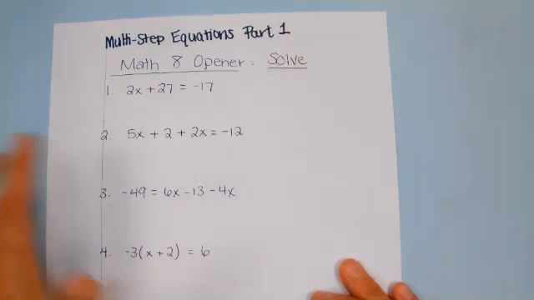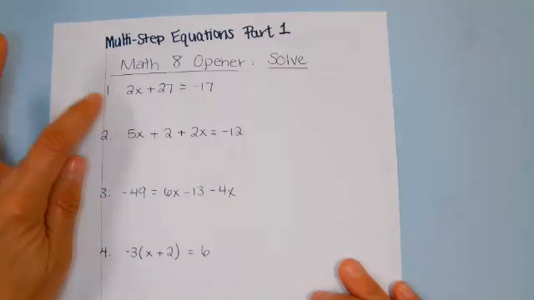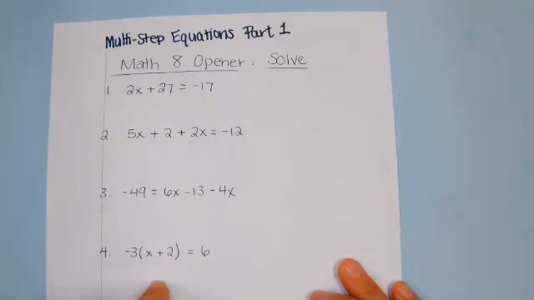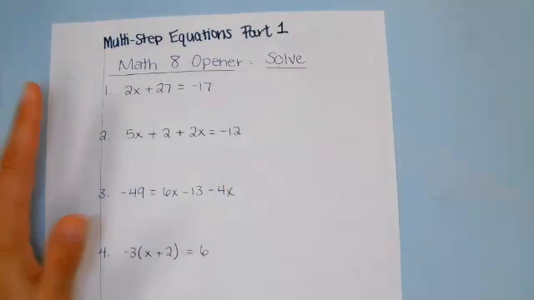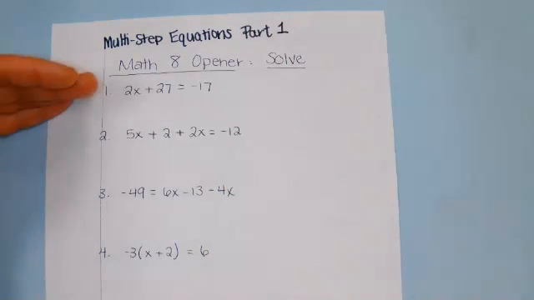But notice that when we look at these, all of our variables are on one side of the equation. We will get to equations that have them on both, but this is part one. Okay, let's start with a two-step equation.